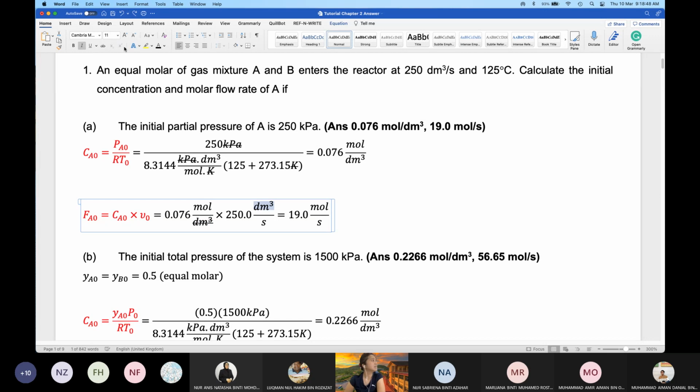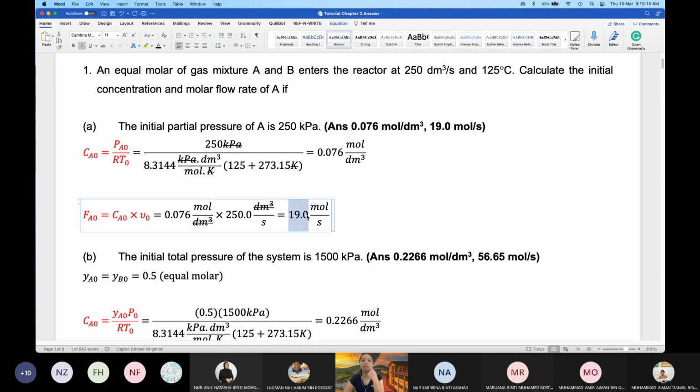I can cancel the volume unit. You can see that I can cancel my dm cube, I can cancel with another dm cube. I'm left with mole per second. So again, I want to find molar flow rate: mole per second, mole per time. It is indeed molar flow rate. So very likely your calculation is correct. So you get the final answer as 19 mole per second.